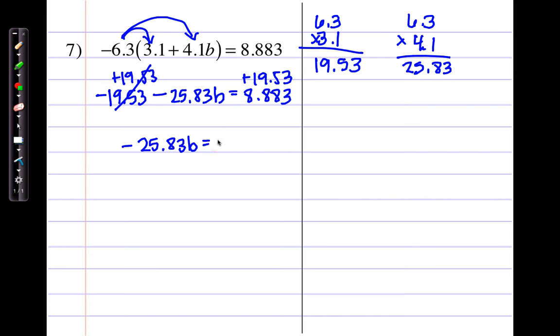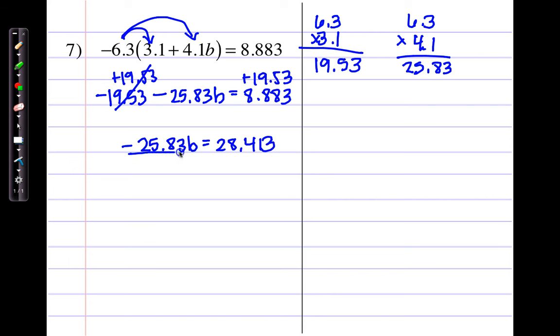Let's put that in, 19 53/100 plus 8 883 thousandths. Please make sure you line up your decimals for this. It's going to give me 28 413 thousandths.